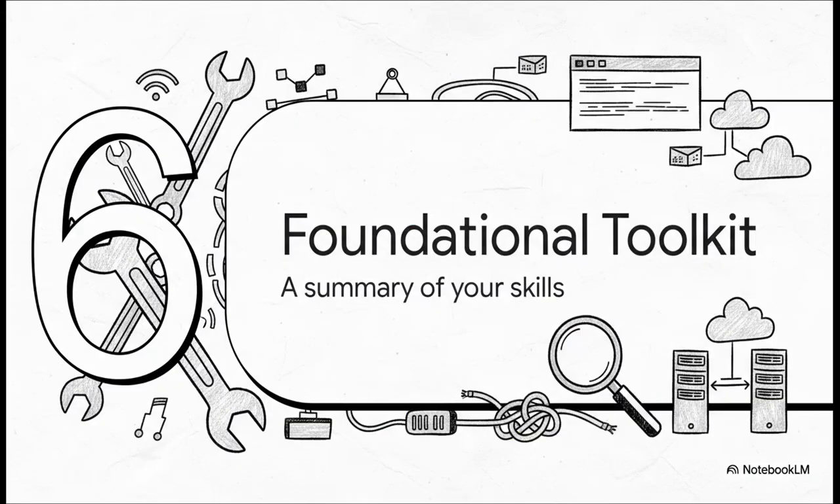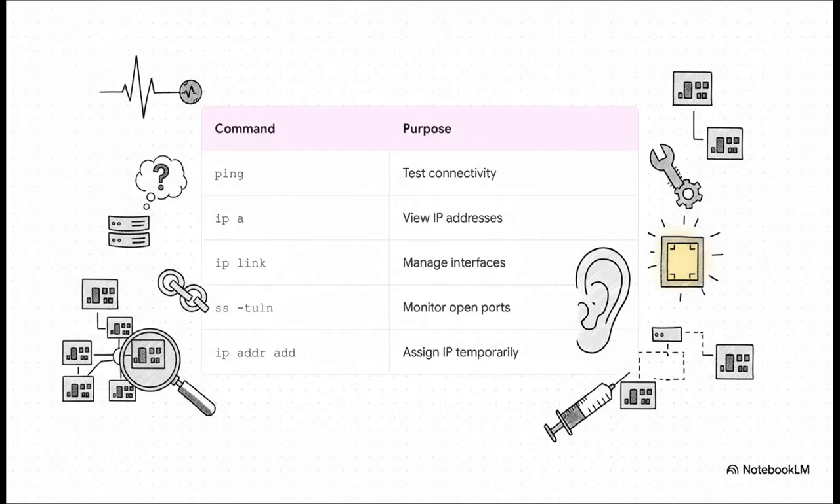So let's just take a second and look at the awesome toolkit you've just put together. With just a handful of commands, you can now diagnose and fix the most common networking problems you'll run into on Linux. This right here, this is your go-to cheat sheet. Ping to check for a pulse, ip a to check the ID, ss to listen for a heartbeat, and ip addr and ip link to perform that emergency surgery. These five commands are your new best friends.